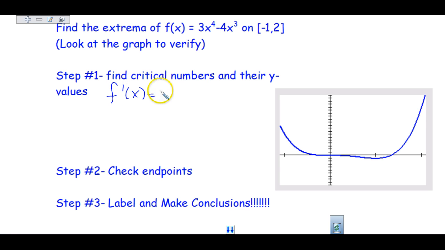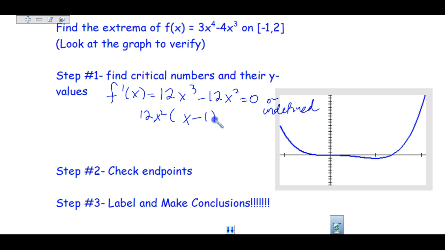So go ahead and take the derivative. So we get 12x cubed minus 12x squared. We want to know where this is equal to 0 or undefined. This polynomial is not undefined anywhere, so I just am worried about where it's equal to 0. This is actually easily factorable. I start with GCF. I can take a 12x squared out of everything, leaving me with x minus 1. Where does 12x squared equal 0? That's at 0. Where is x minus 1 equal to 0? That's at 1.